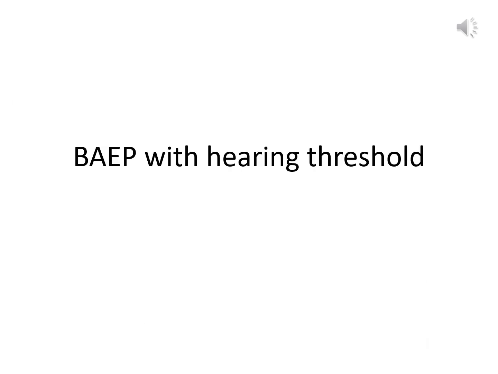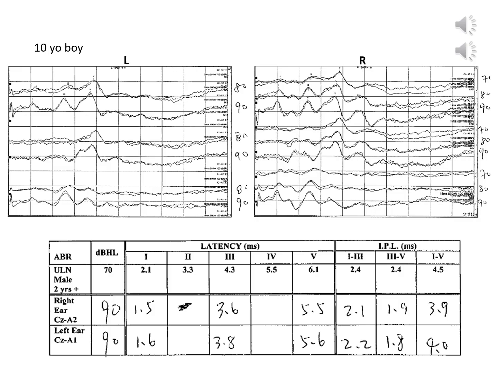We're now going to look at an example of how we can use the brainstem auditory evoked potential to measure hearing thresholds. This is a brainstem auditory evoked potential in a 10-year-old boy. Looking at the left ear panel and the right ear panel, we notice that there are recordings in the left ear at 80 and 90 decibels, and recordings in the right ear at 70, 80, and 90 decibels.